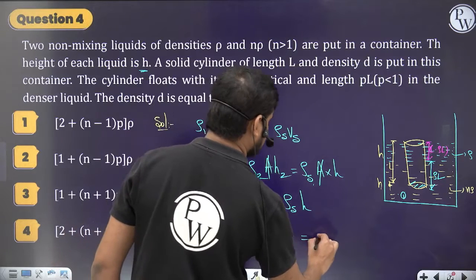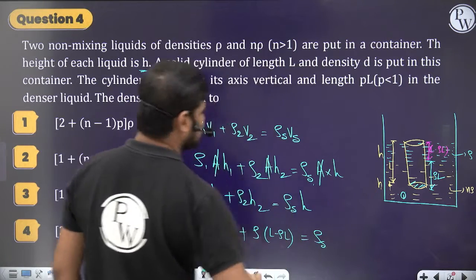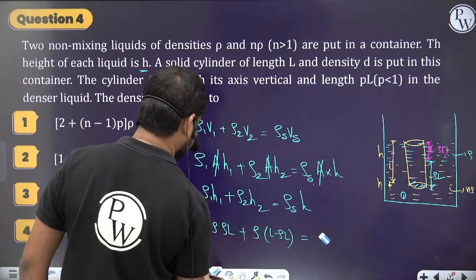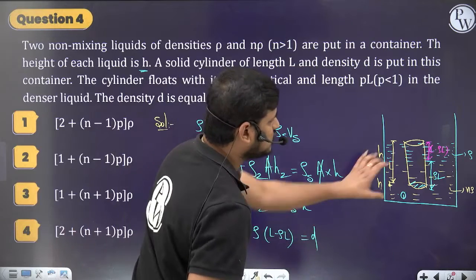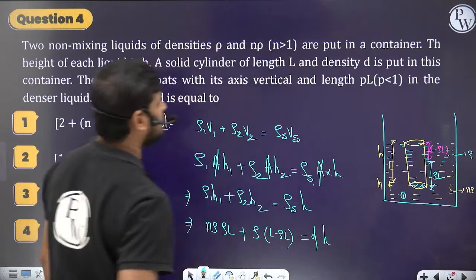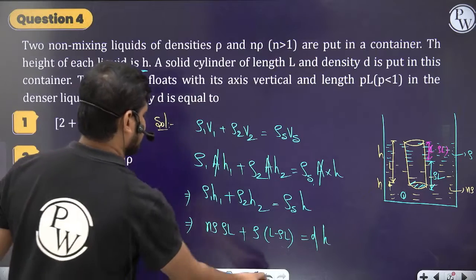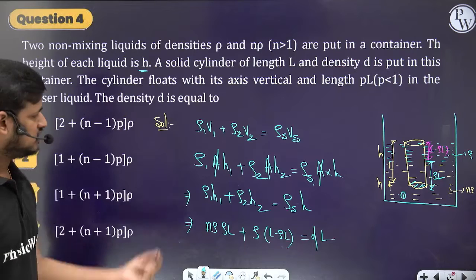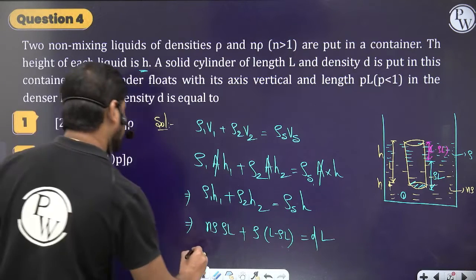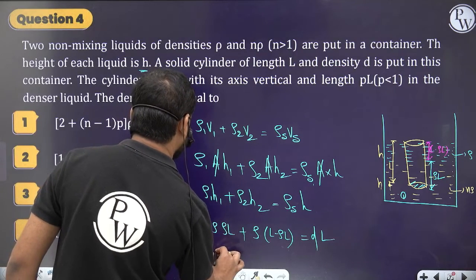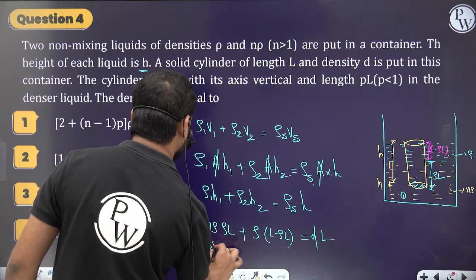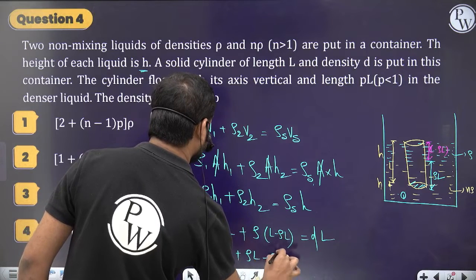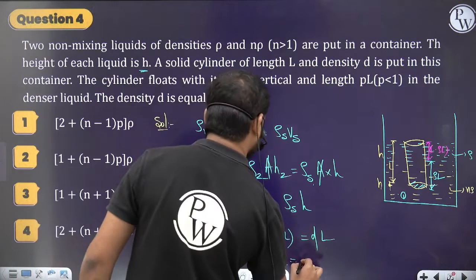Which is equal to rho S, the solid density. In the question they mentioned it as D, so let's take D only. Let the total height be L of the solid cylinder. Now we need D. So simply, n rho square L plus rho L minus rho square L is equal to D L.